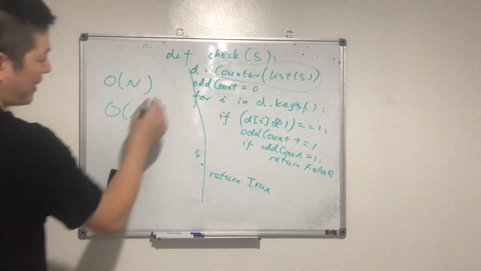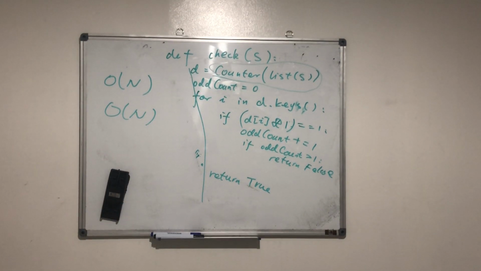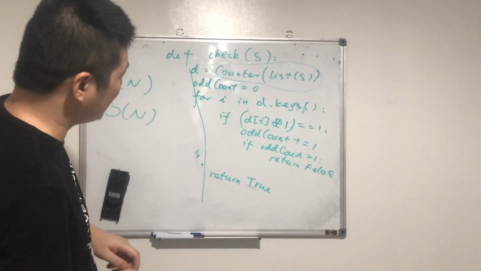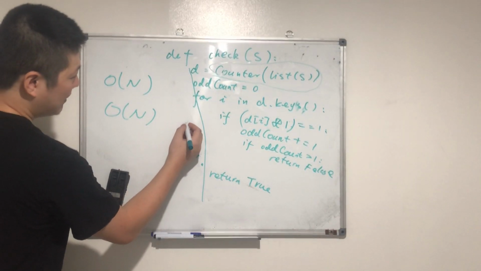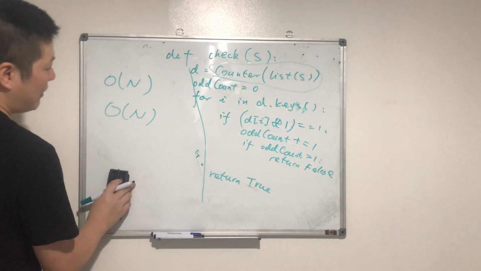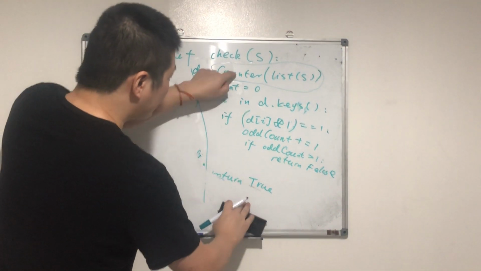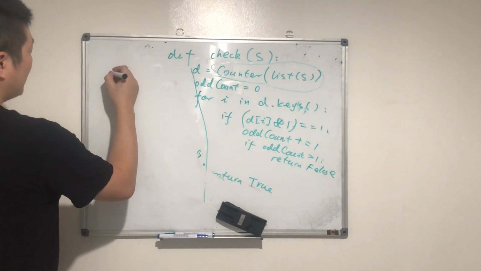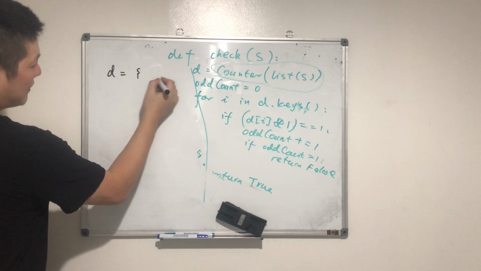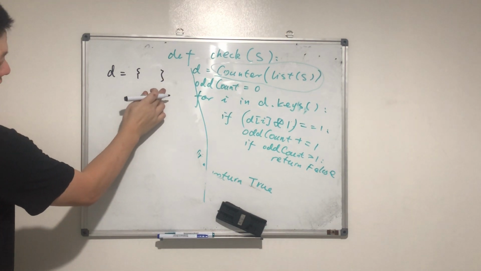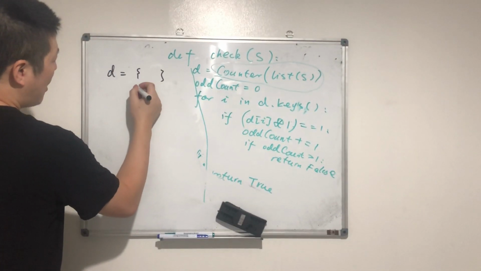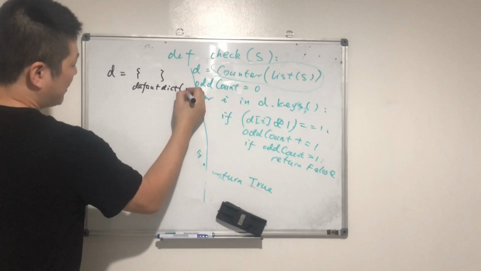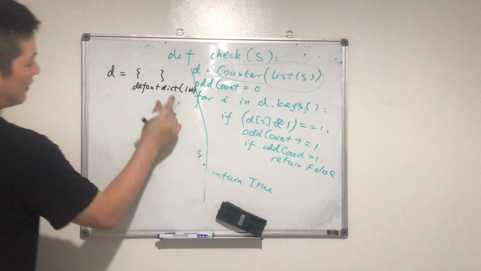Yeah, this is basically a hash table. If we are not using this counter object, how can we do this? We can use a dictionary: D equals a dictionary. Or a default dictionary, where the type is integer.